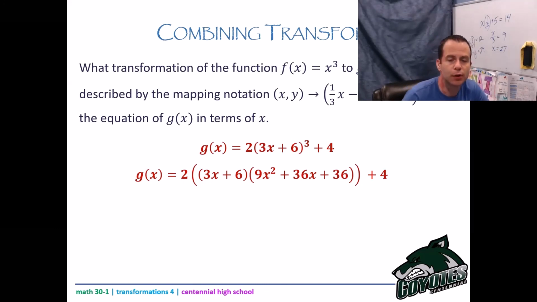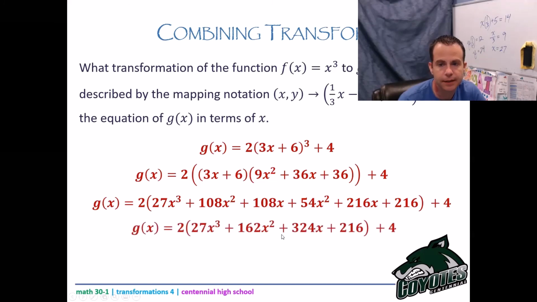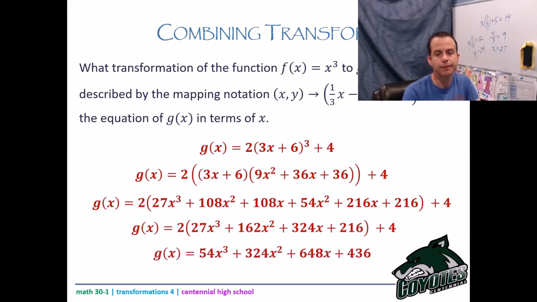Okay, so now we multiply the 3x by all those terms and the 6 by all those terms. Then we're going to clean up the middle. So my 108x squared and my 54x squared can come together. My 108x and my 216x can come together. Now that that's simplified, I'm going to multiply everything by 2, and then I'm going to add the 4 into the constant term that I see there as well. Okay, so final answer is g of x equals 54x cubed plus 324x squared plus 648x plus 436.